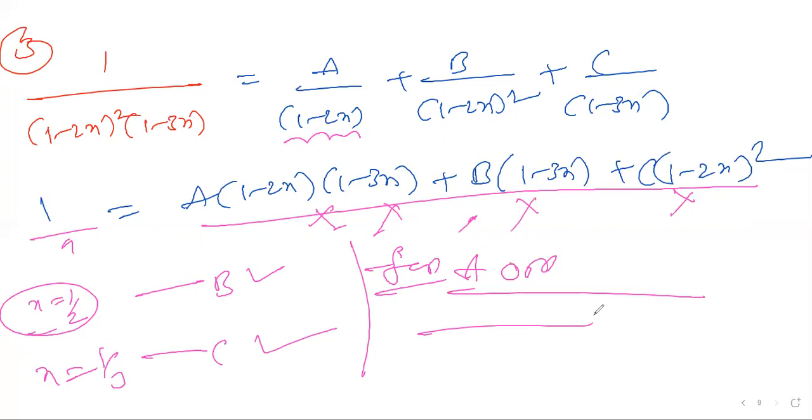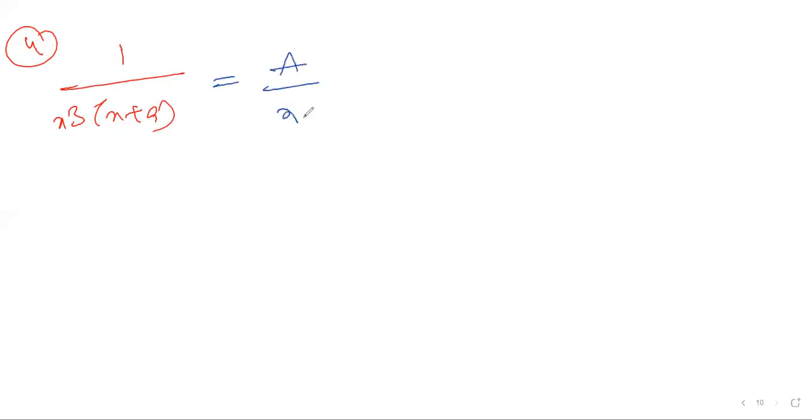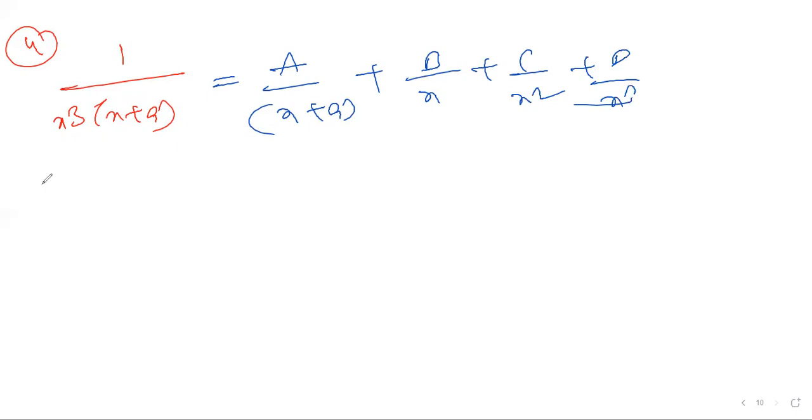Hello. Can I move to the fourth one? Yes, sir. Fourth one, 1 by x cube into (x plus a). So for this, A by (x plus a), B by x, C by x square, plus D by x cube.